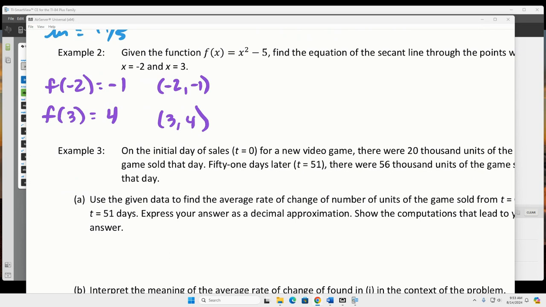All right, and now we're going to do the same thing we just did on the first problem. So we'll go ahead and find the slope between these points. You guys do that on your own, please.